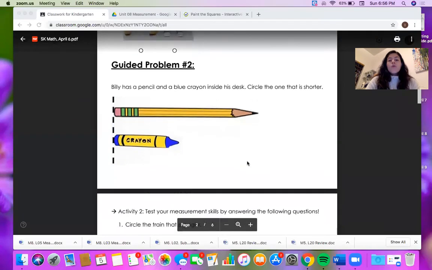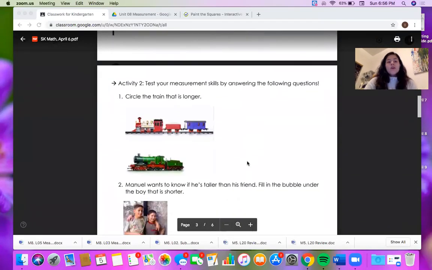Great. Now for today, you will be testing your measurement skills by answering the following questions. So remember, for today's lesson, you don't need any kind of measurement tools, no rulers. You're just going to be training your eyes to make sure that they know how to tell when things are shorter or longer. And remember, make sure that when you are looking, the two objects you're comparing are side to side, end to end.